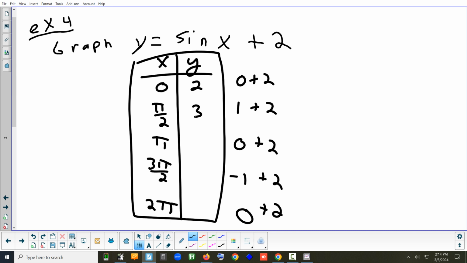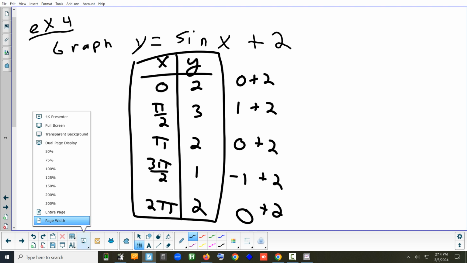2, 3, 2, 1, and 2. All right, let's graph it and see what it looks like.